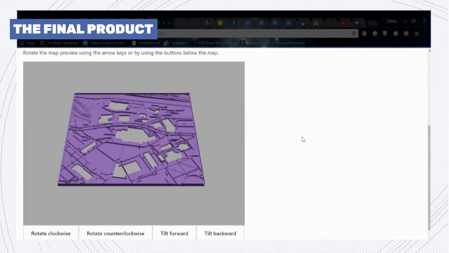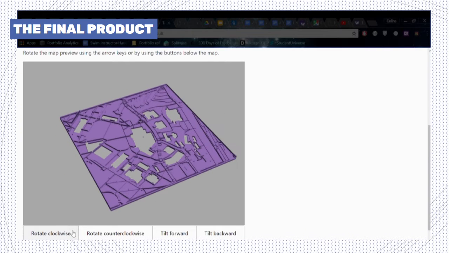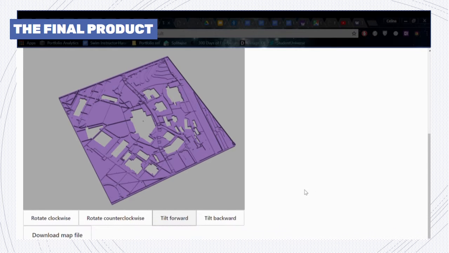The 3D map preview can be manipulated using the rotate and tilt buttons. The user can download the map and print using any 3D printer. Now here's Bruce giving us his thoughts on the final product as created by our interface.